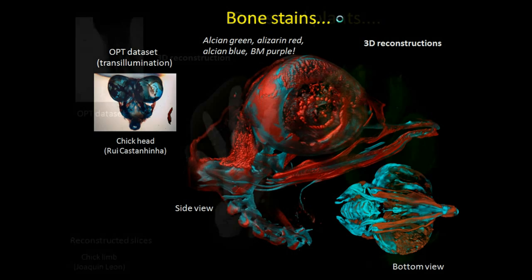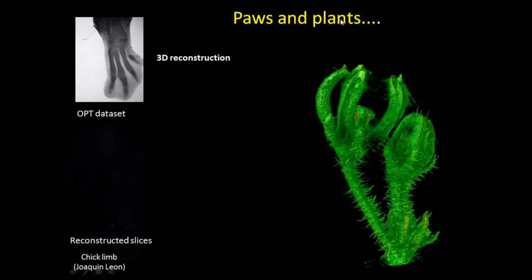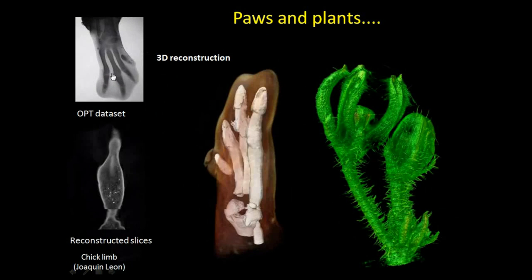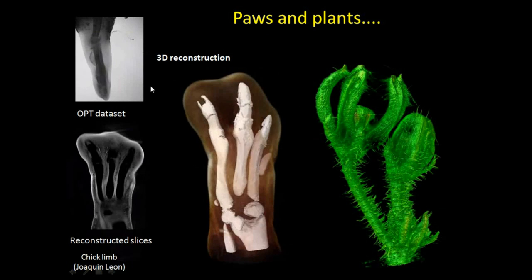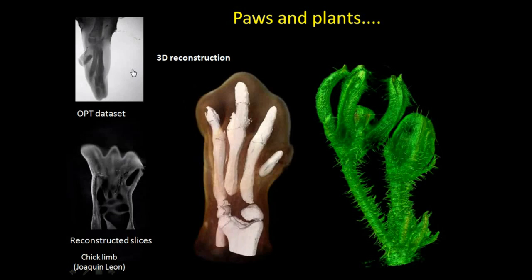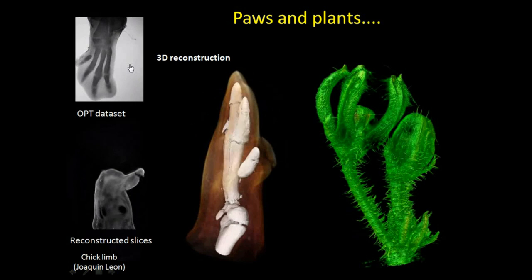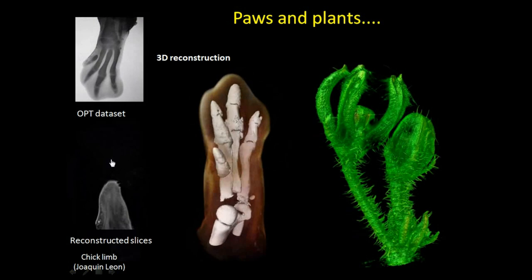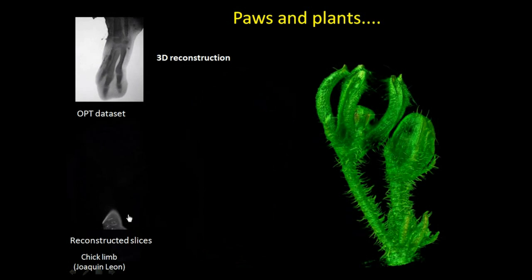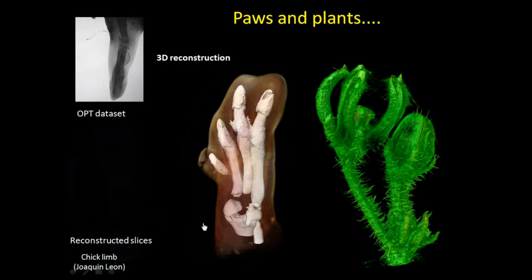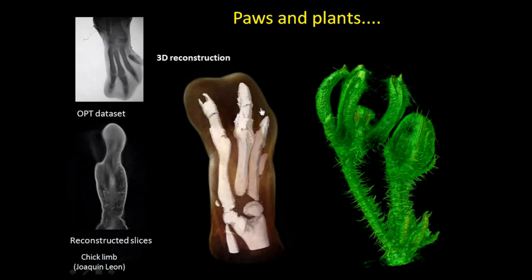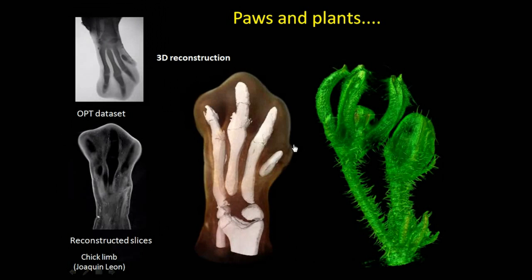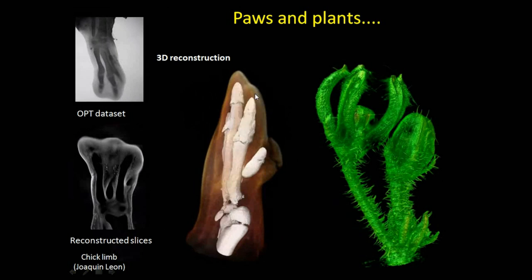Another example is a paw of a chicken embryo, which you can acquire. This is what the camera sees using transmitted light. So it looks exactly like an X-ray image if you use transmitted light instead of fluorescence. And then after reconstructing the images, you get these slices, which you reconstruct in 3D. You're still looking at a sample rotating in space, but now this is actually a three-dimensional data set. You can actually measure volumes and distances with high accuracy.